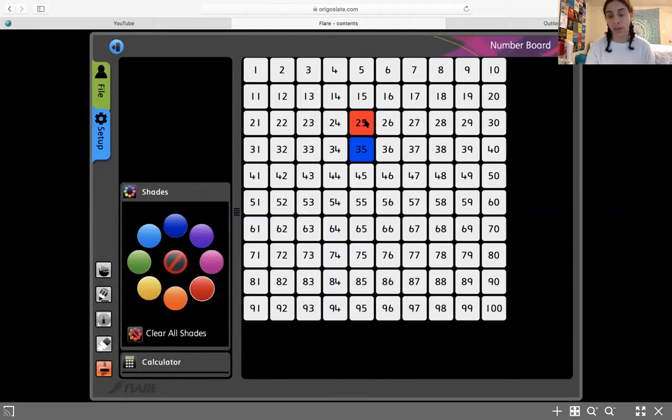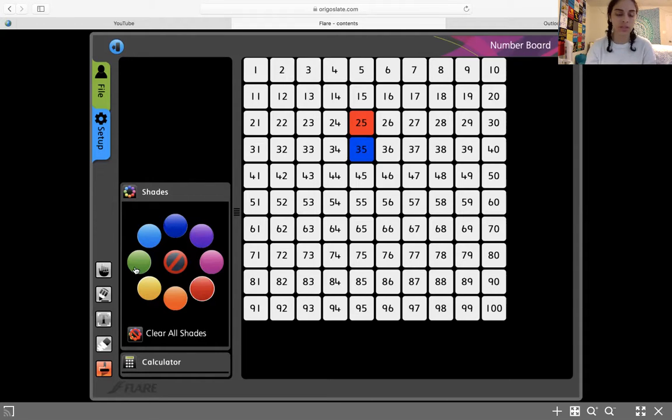Now, we just took away a 10. But if you need to double check, you could count back by ones to make sure that 10 less than 35 is 25. So let's do that. 1, 2, 3, 4, 5, 6, 7, 8, 9, 10. So we landed on 25, so we're right. 10 less than 35 is 25.